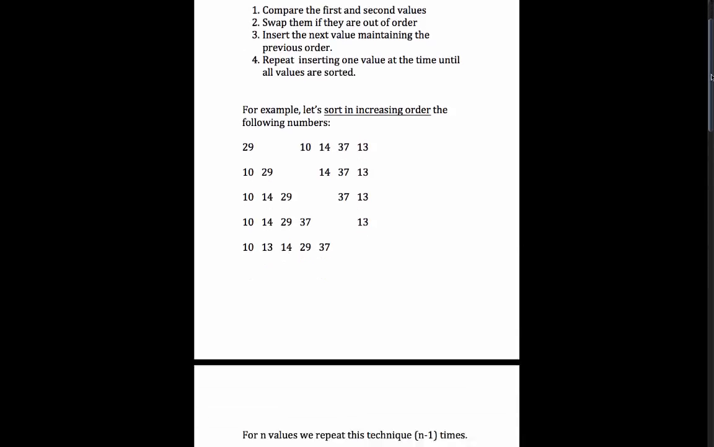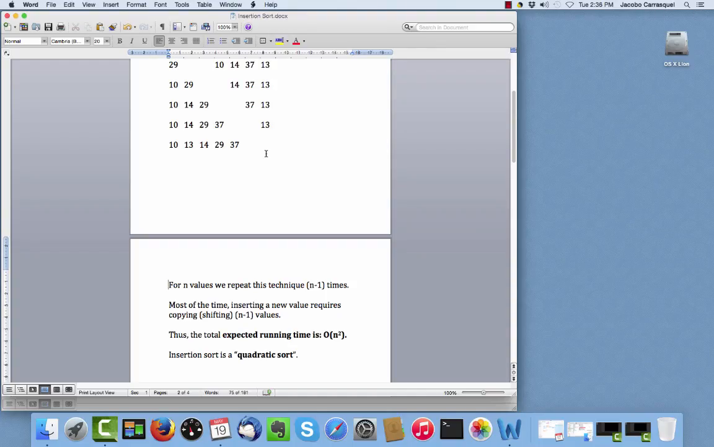Let's do some analysis. As you can see, in order to insert all the values, we have to repeat this technique n-1 times. n-1 because to insert one value, we don't need to do anything. One value is always sorted. To insert n, we need to perform this technique n-1 times. And as you saw in the case of inserting 13, there are some cases in which we have to shift values by one position, in this case 14, 29, and 37, as we did earlier, so we need to shift n-1 values. So the expected running time of this technique is big O n squared.